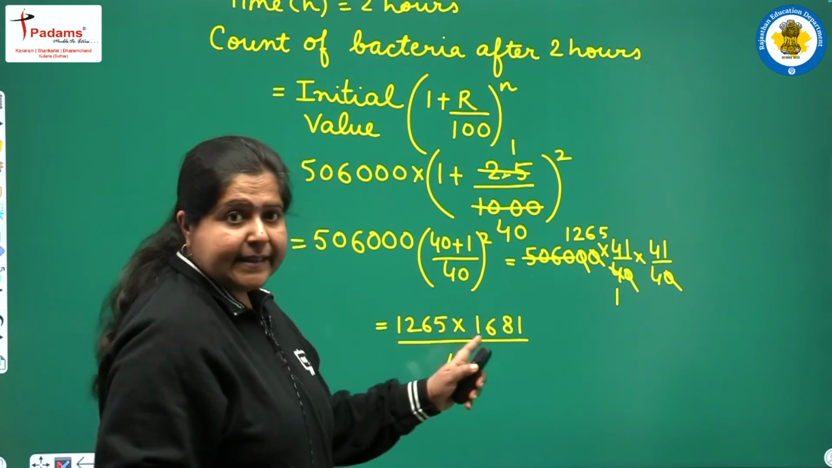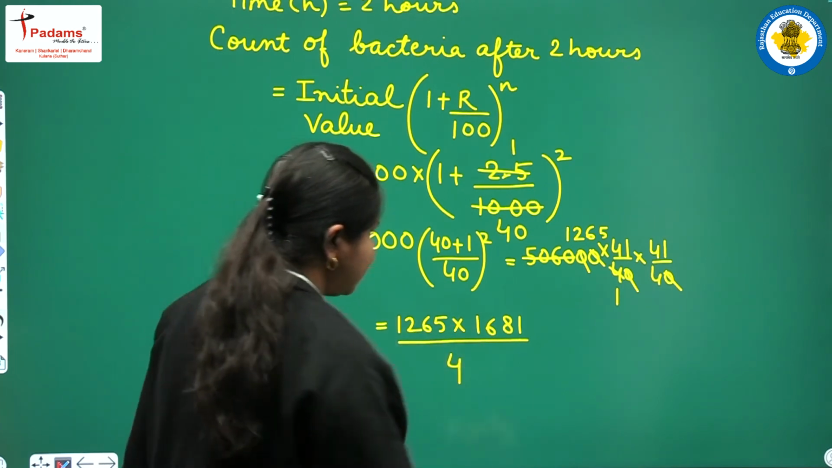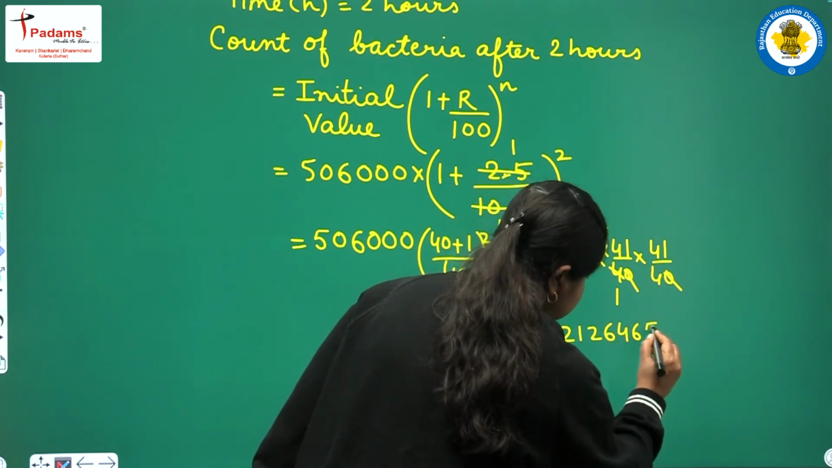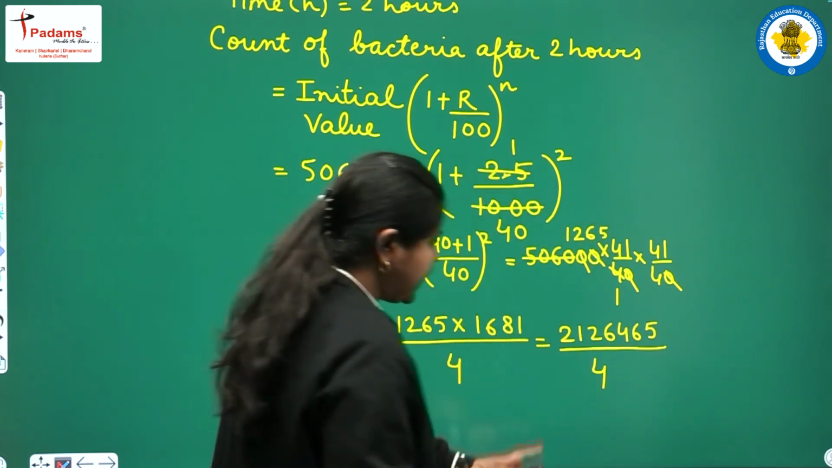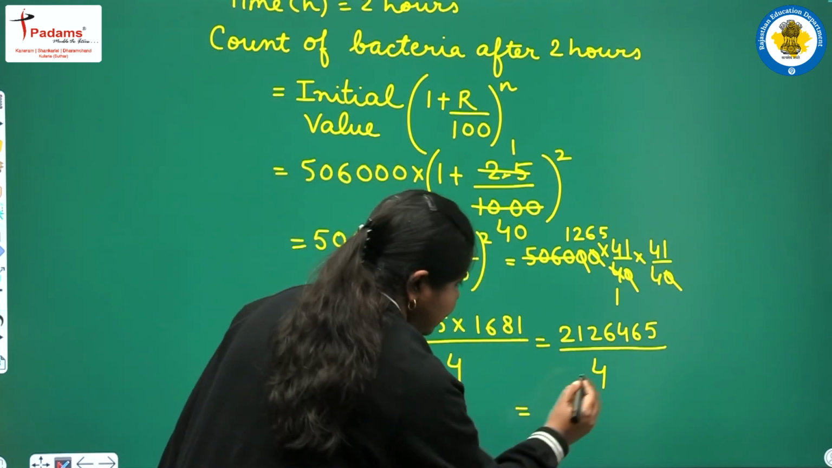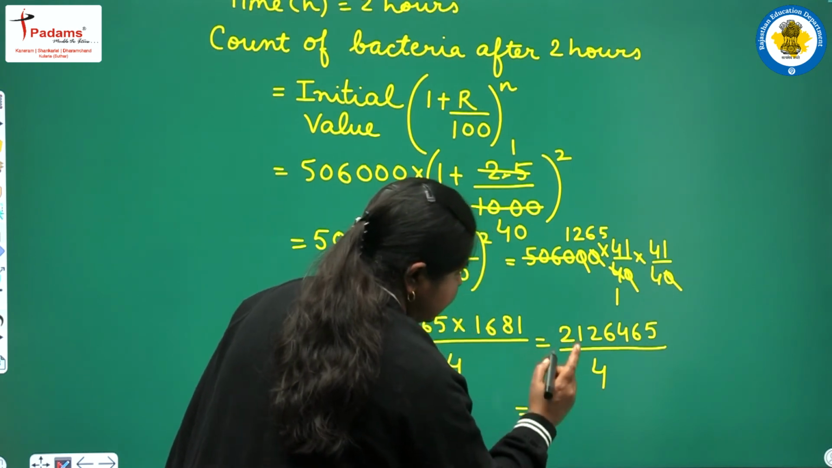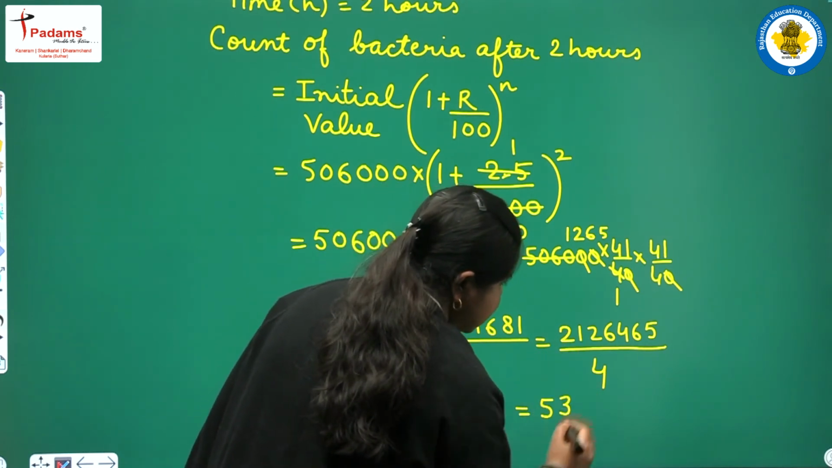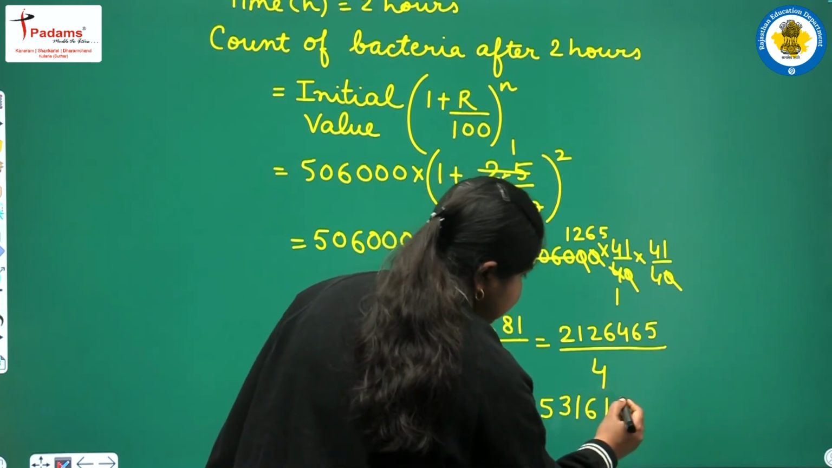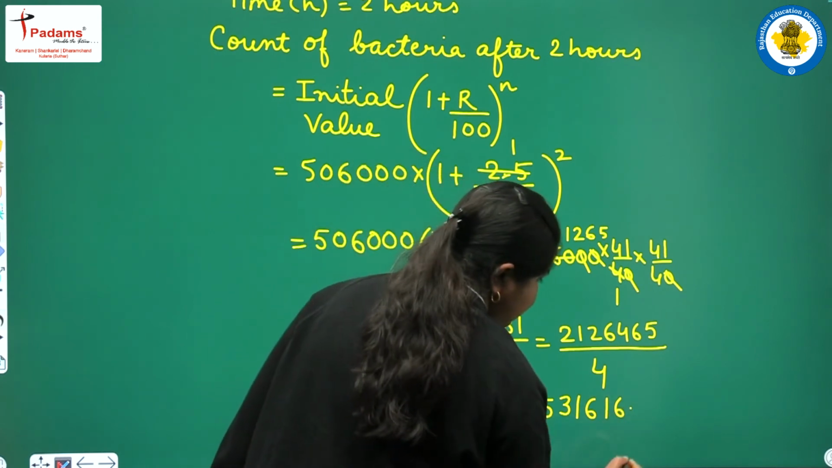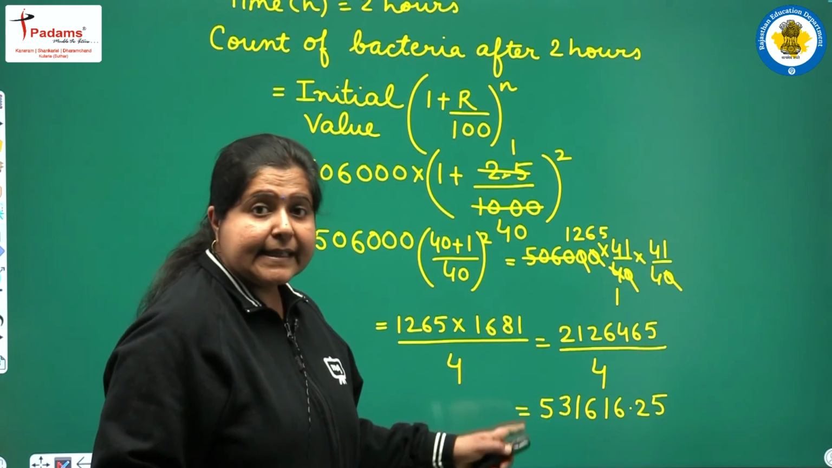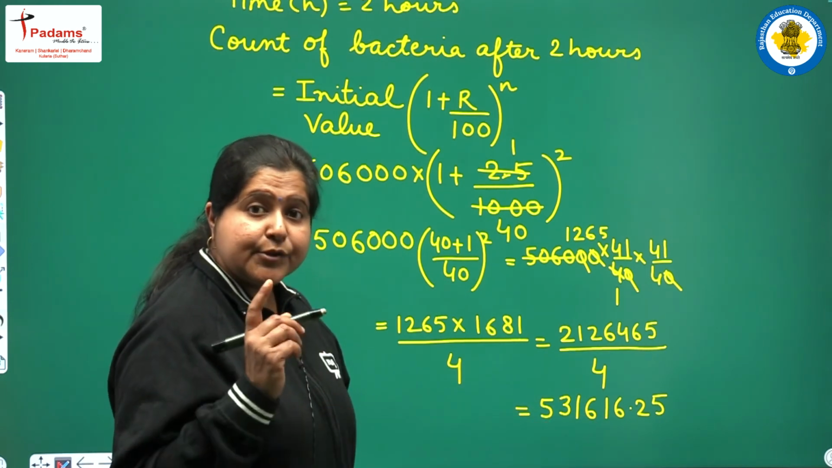Now we need to multiply these two big numbers. You can do it in your copy. It will come out equal to 21,26,465 upon 4. Let us now divide it. 4 5s are 20, 1 will be left. Here we will have 3 times, then 1 time 24, it will go 6 times, then again 1 time, 6 times 24, then 0.25. On dividing we will get this answer. This is the count of bacteria after 2 hours.